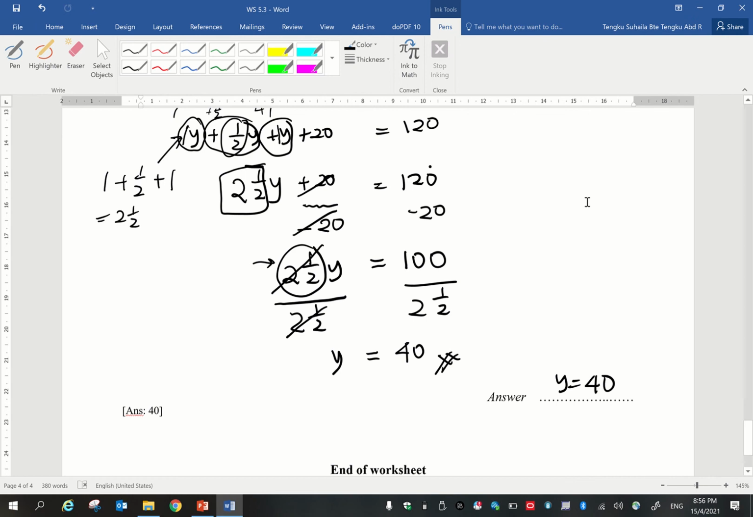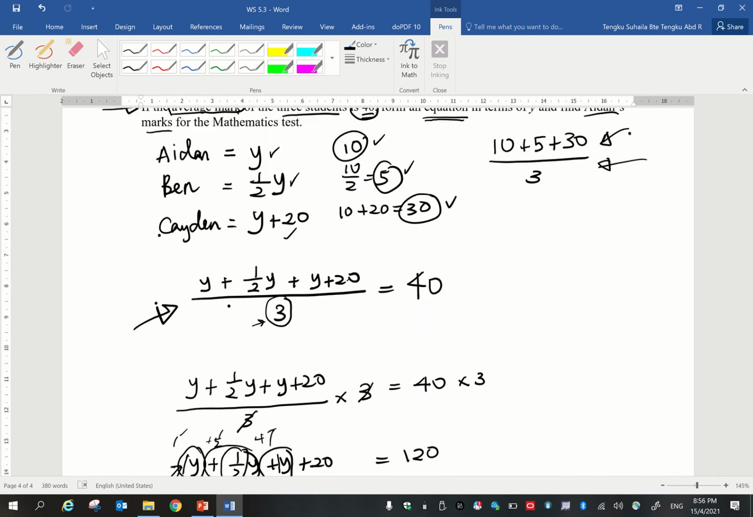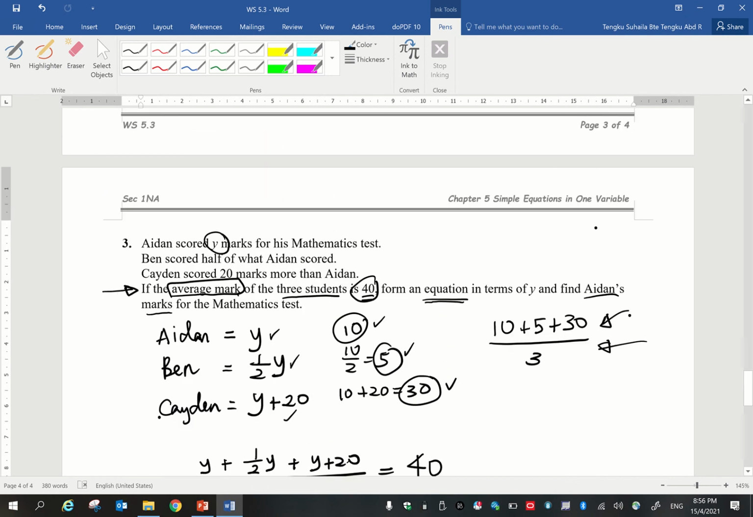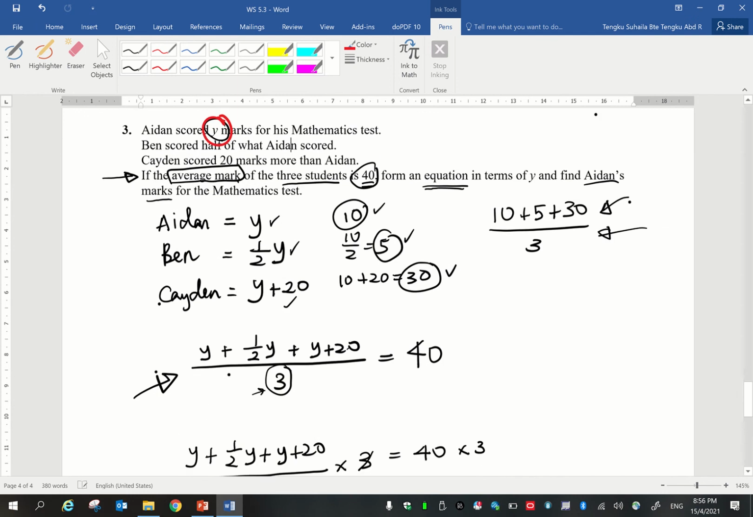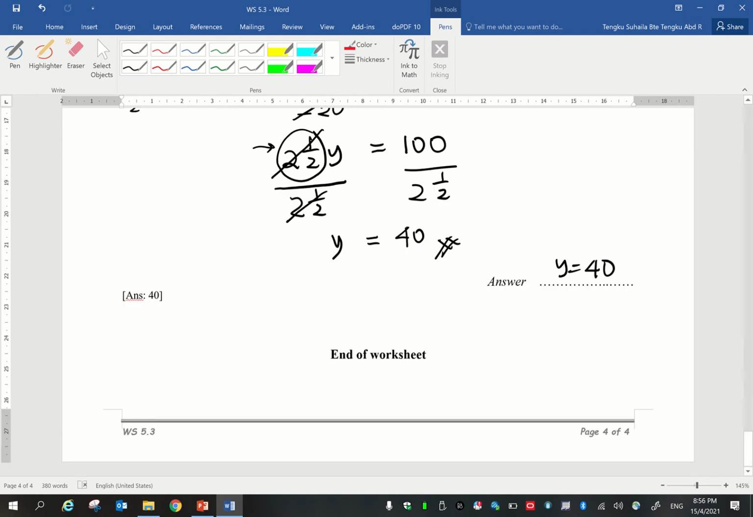Come back to the question, check again. What did they ask us? Find Aiden's mark, which is y, right? Aiden's marks is y over here. Okay. So we have found Aiden's marks, which is y equals to 40.